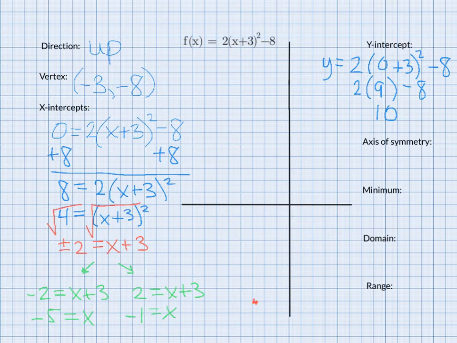And then our x-intercepts are where we cross the x-axis, so we're going to be out at negative 5. 1, 2, 3, 4, 5. And then we're going to be at negative 1. And then our y-intercept is all the way up at 10. Up here. So we can graph our parabola from this point.